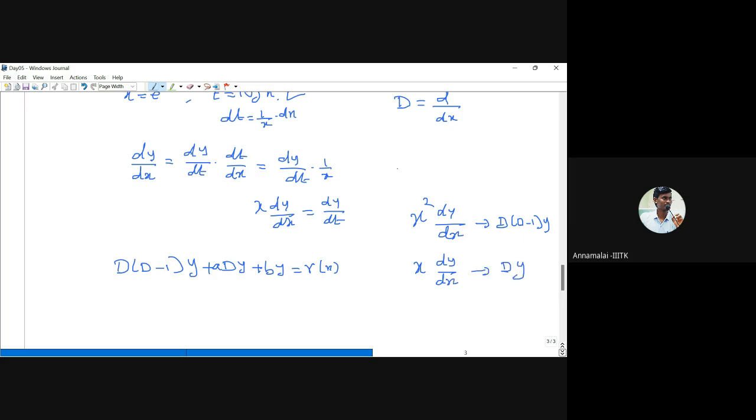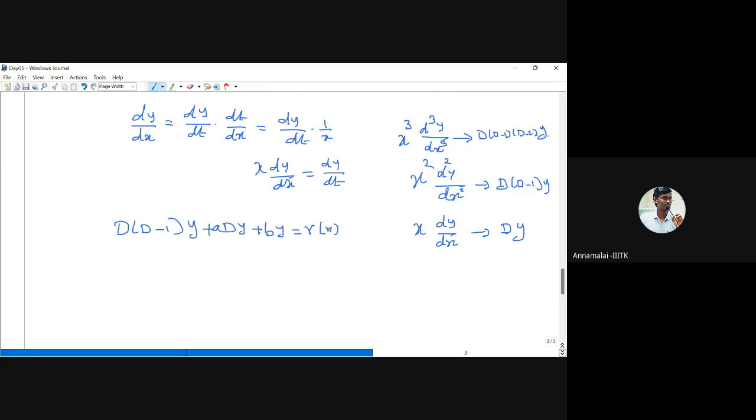So you can extend this one. Suppose x square d square y by dx square, suppose x cube d cube y by dx cube. After the substitution, you'll get D into D minus 1 into D minus 2 into y. Okay, that's it. You can extend to any power n: x^n d^n y by dx^n is nothing but D into D minus 1 into D minus 2 up to D minus n plus 1 into y.